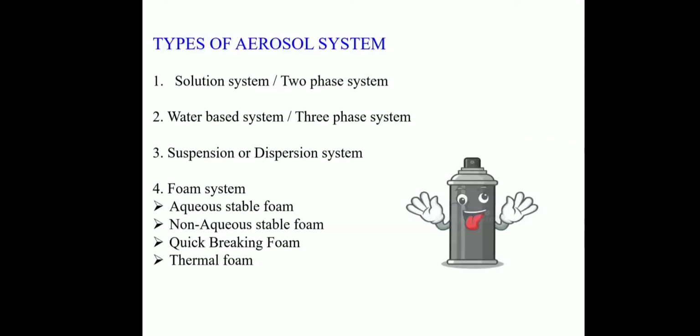Now let's see the types of aerosol systems. There are four types of aerosol system. First is the solution system, also called the two-phase system. Second is the water-based system, also called the three-phase system. Third is the suspension or dispersion system. Fourth is the foam system. In the foam system, there are four types: aqua stable foam, non-aqua stable foam, quick breaking foam, and thermal foam. Let's understand each type of aerosol system.